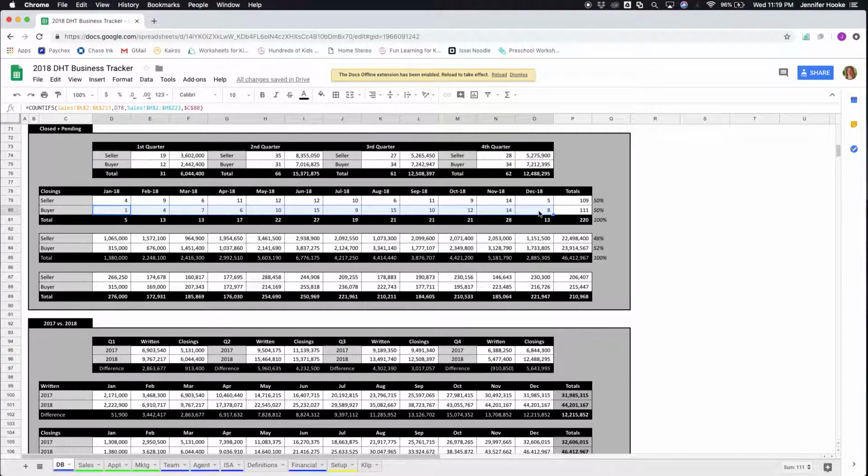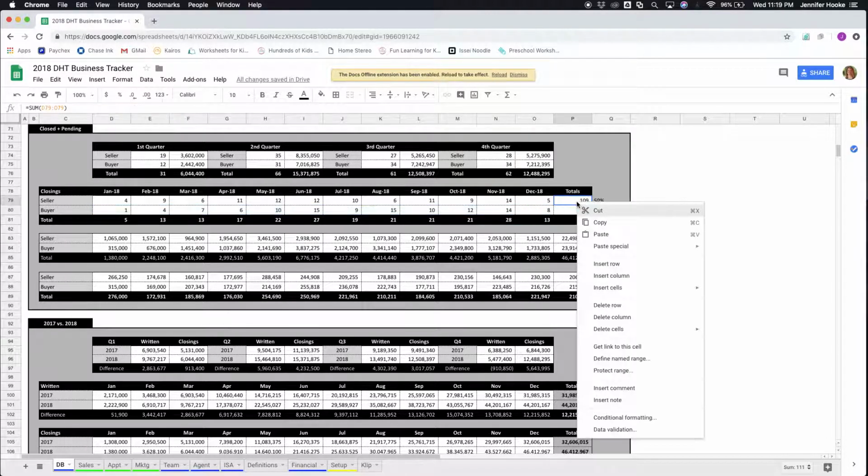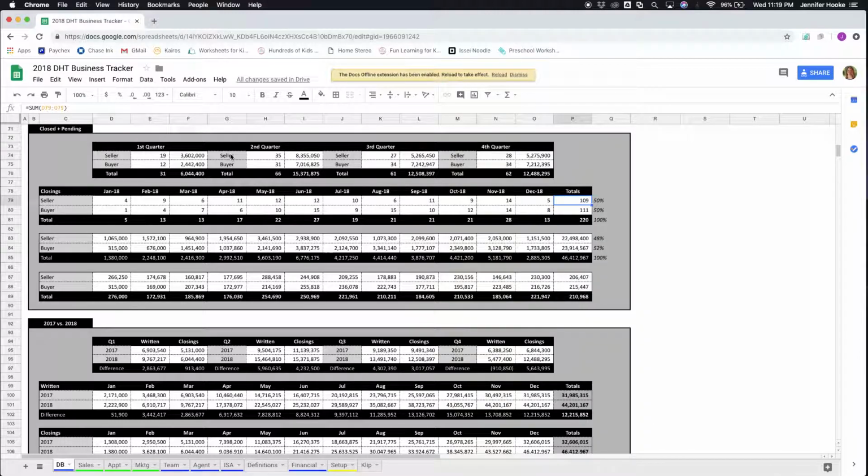So that makes sense that this 111 would be determined by adding up all of these numbers for each month to get the total for the year. Same thing here. This 109 is determined by the sum of D79 through O79.